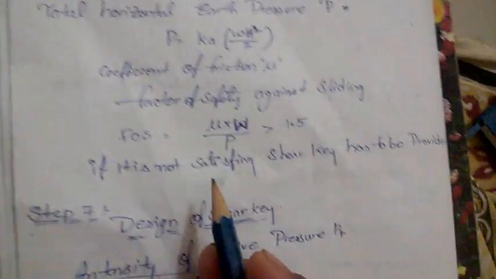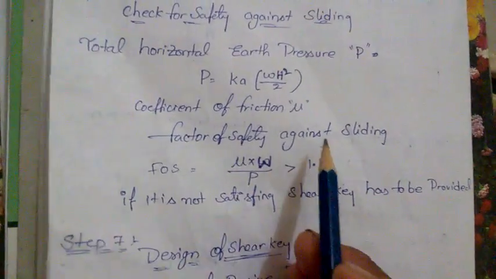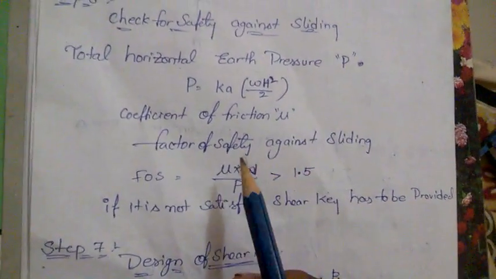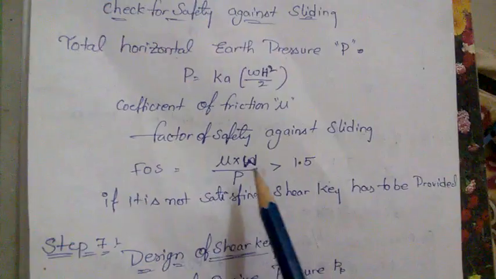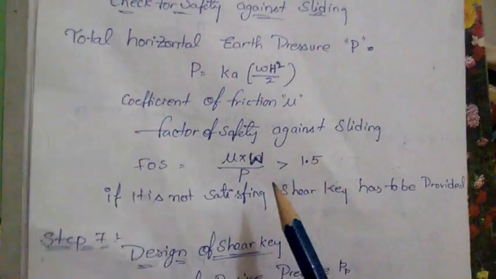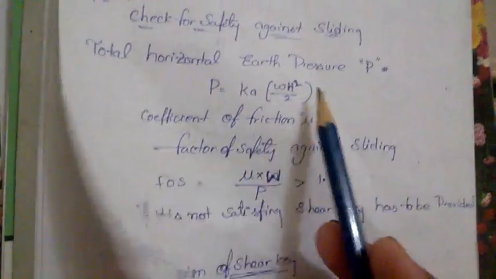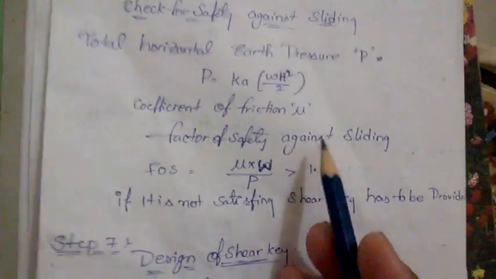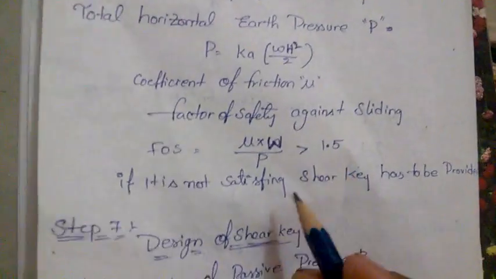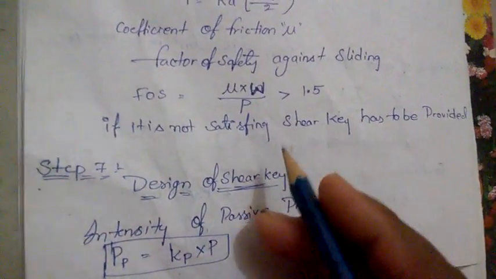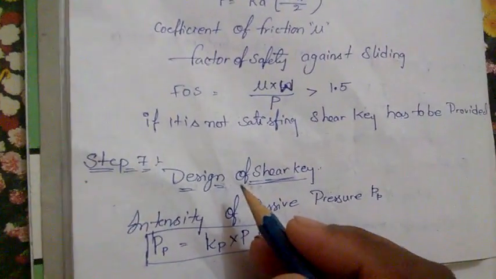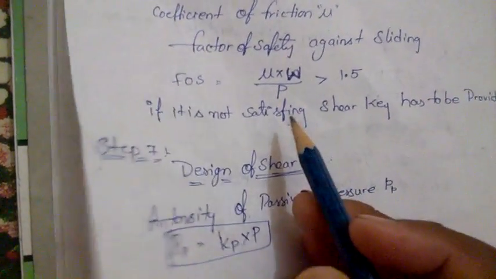It should be greater than 1.5. If it is not satisfying, the shear key has to be provided. Factor of safety is equal to mu into W by P, which should be 1.5, and P is equal to Ka into WH square by 2. If it is not satisfying, if it is less than 1.5, we should design for the shear key. Shear key has to be provided. We should design the shear key.